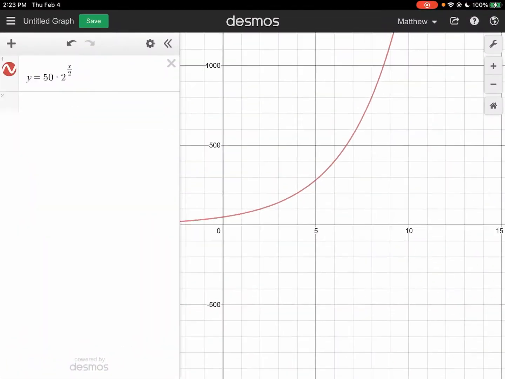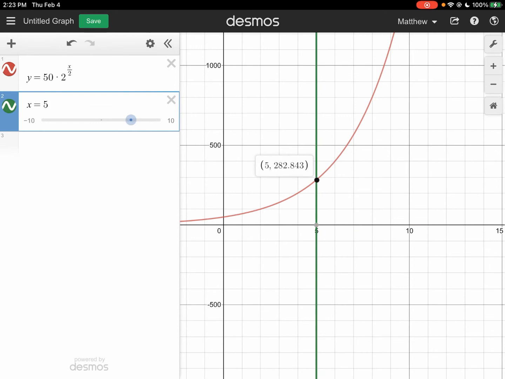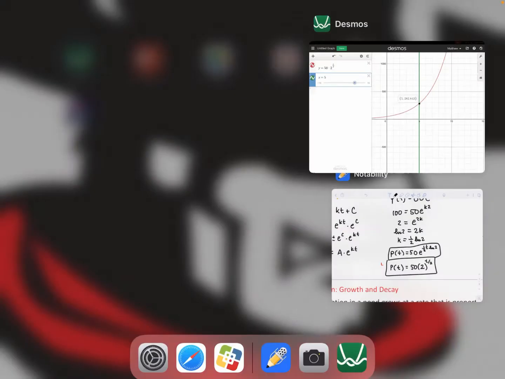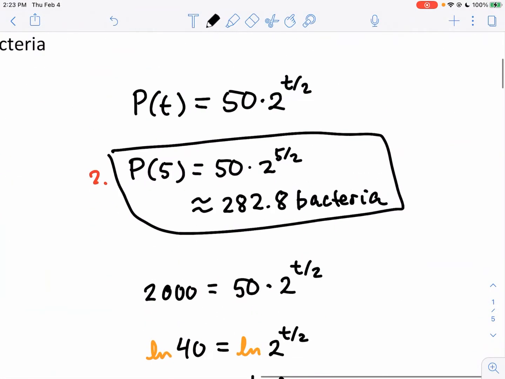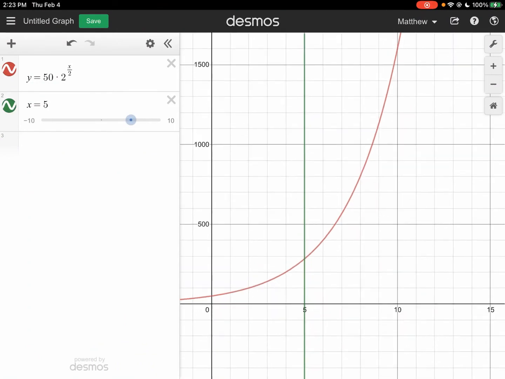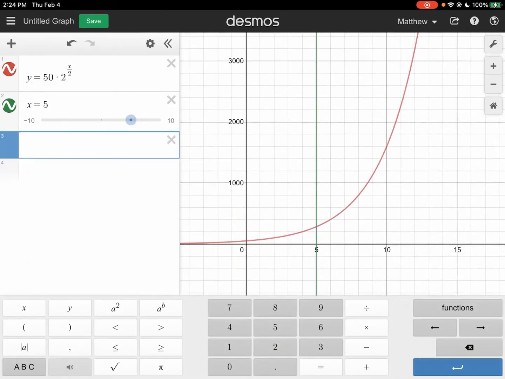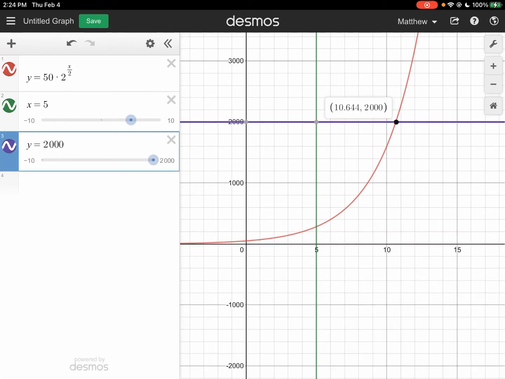Okay, so just keep that red one in place. Now to answer the question with technology, we just say, make a vertical line x equals 5, find the point of intersection, and it confirms that we expect 282.8 bacteria at time 5, which is what we got right here. And then the other was, how long does it take to get to 2,000 bacteria? So let me change my scale even more and do a horizontal line y equals 2,000. And find that point of intersection, and you can see we have approximately 10.64 hours.